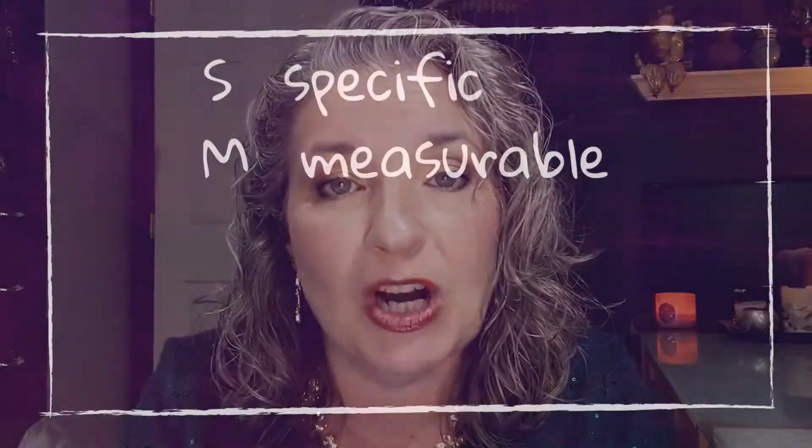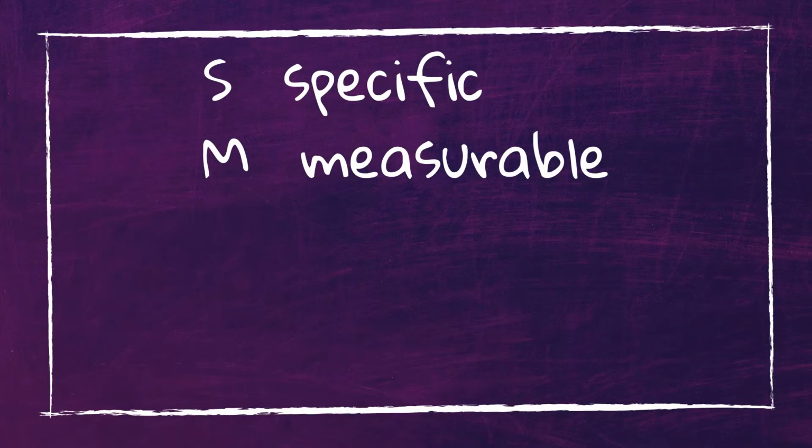The M in SMART is measurable. Make sure that you measure things. How many appointments did you have? How many deals did you close? What was your commission for all of those? What did that add up to over the year?